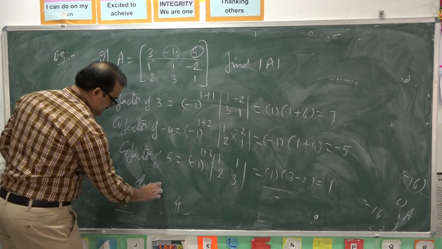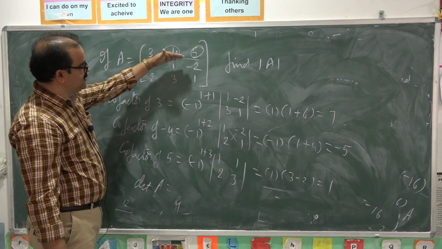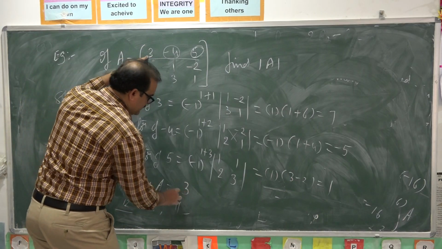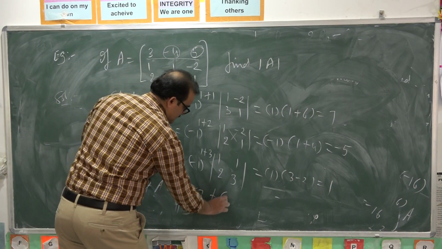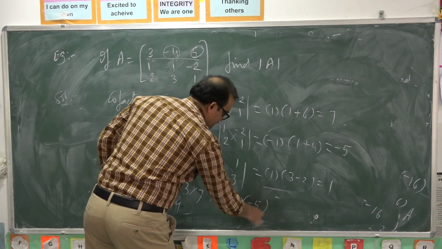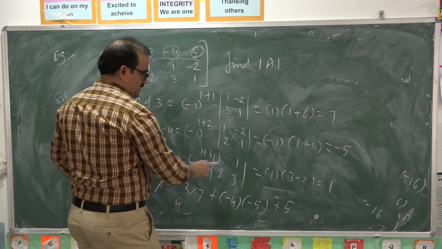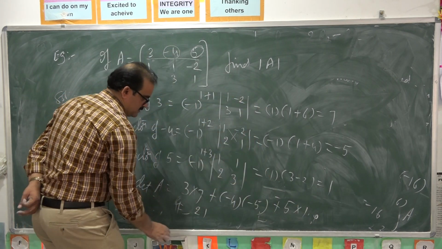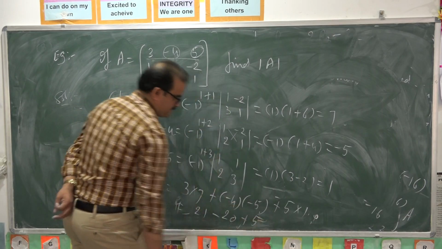Now determinant of this matrix A is, from definition, sum of the products of the elements of first row with their corresponding cofactors. 3 into cofactor of 3, that is 7, plus minus 4 into, what is the cofactor of minus 4? Minus 5, plus 5 into cofactor of 5 is 1. Sum of the products. This is 21 minus 20 plus 5.